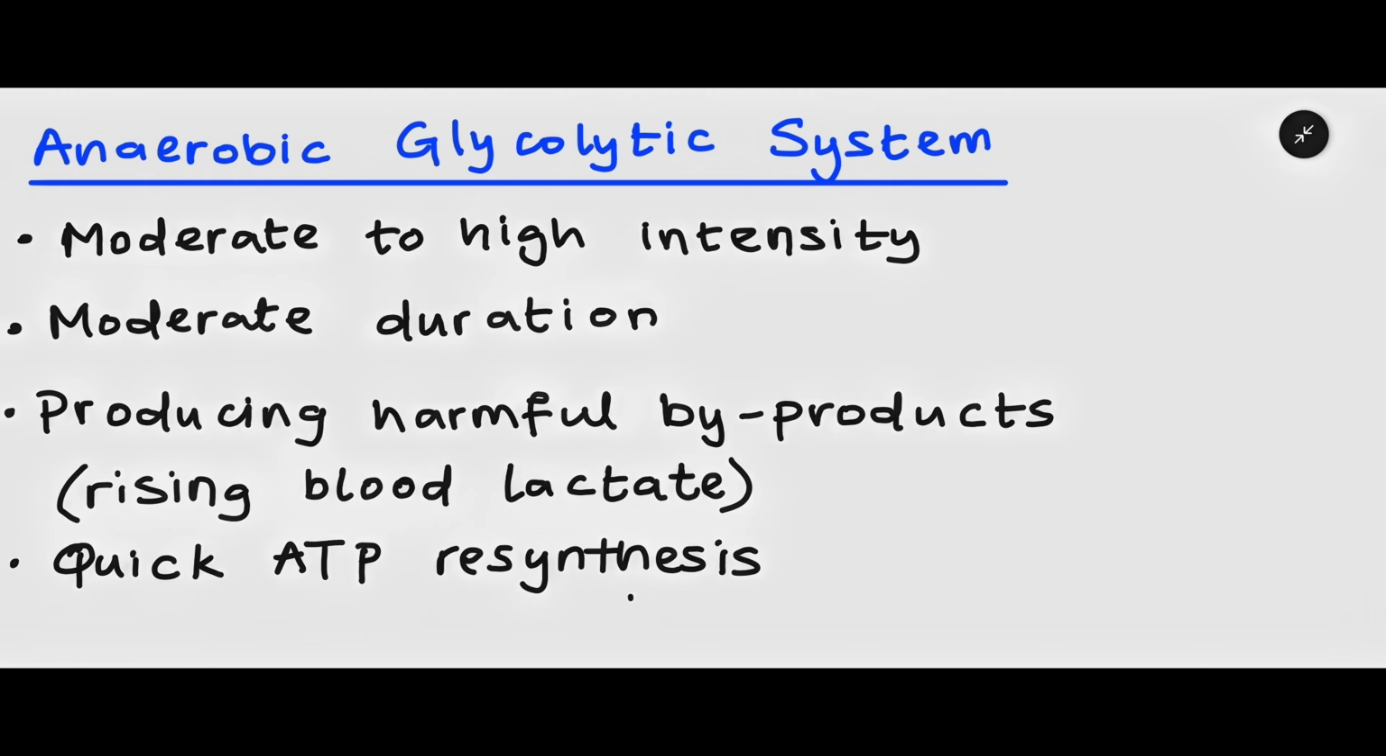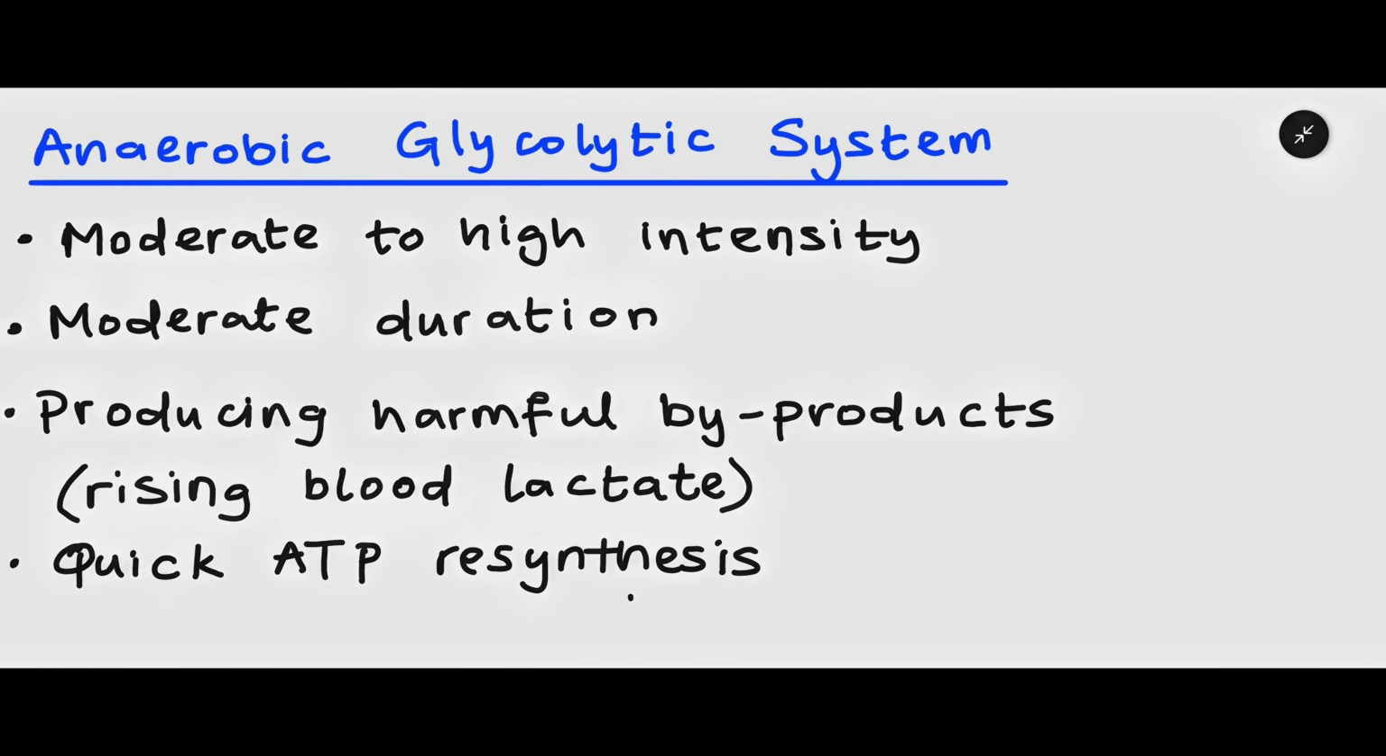This system is especially important in events and actions like a 400-meter run, repeated sprints in football, prolonged intense pressing, and hard bursts during combat sports. So in simple terms, the ATP-PC system gives you the explosive start, and the anaerobic glycolytic system helps you keep working hard when the effort lasts longer than a few seconds, but not long enough to be mainly aerobic.